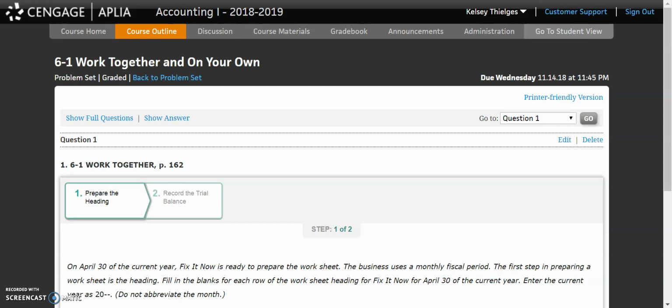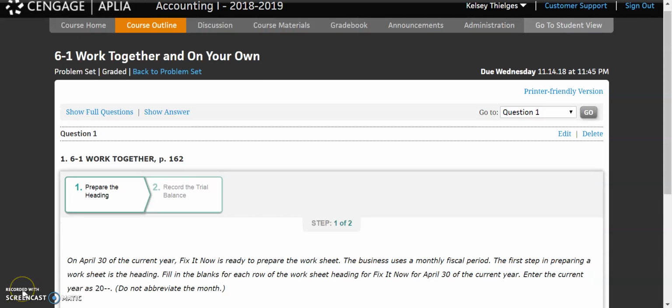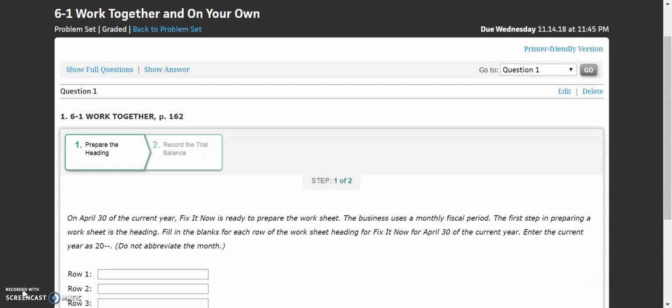All right, Accounting 1, welcome to Chapter 6, where we will start out with our work together. We are getting ready to begin our end of period work, so getting ready to prepare for the next fiscal period. We have a two-step problem today. We will be preparing a heading and then also recording our trial balance.